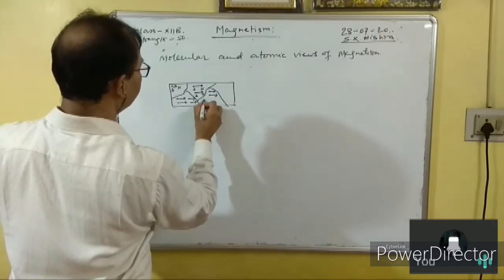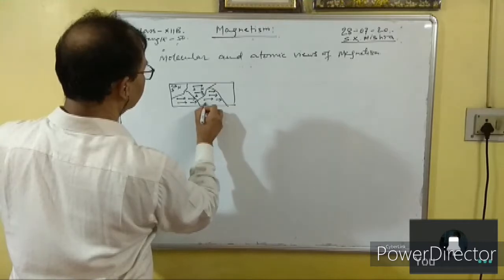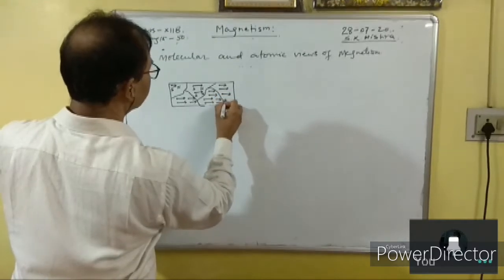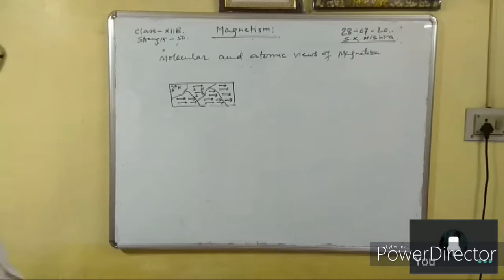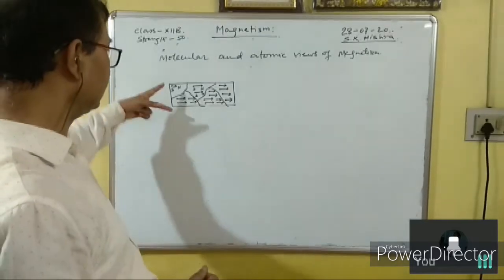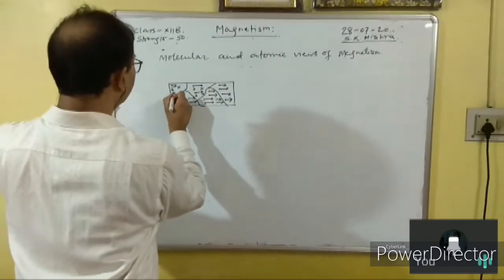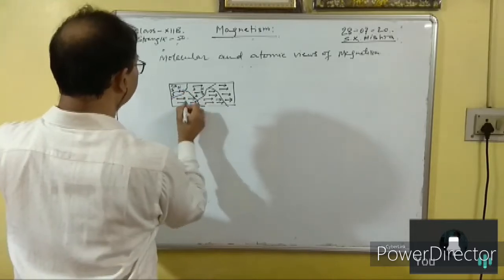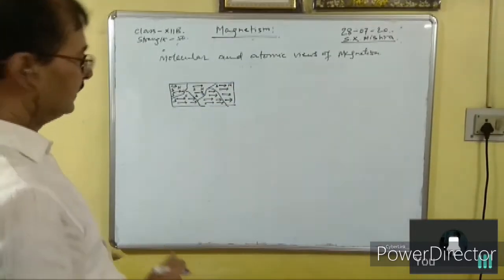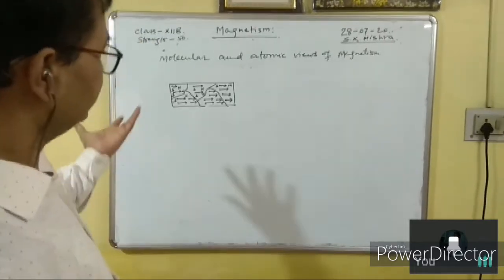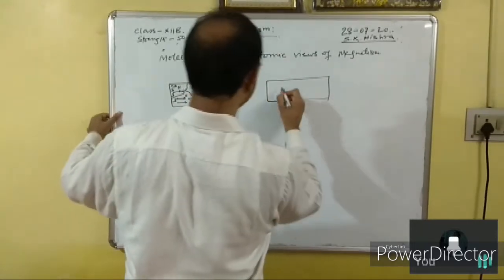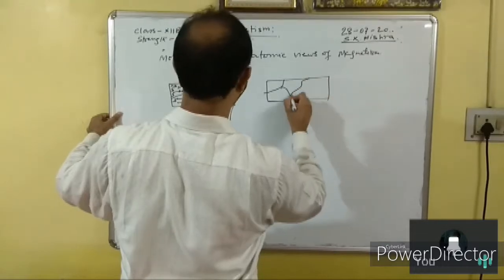Okay. So we are talking about the molecular view. So this molecule behaves as a tiny magnet. Atomic and molecular views of magnetism. So why does a substance show magnetic property? Like you know, there are three categories of magnetic material: diamagnetic, paramagnetic, and ferromagnetic.